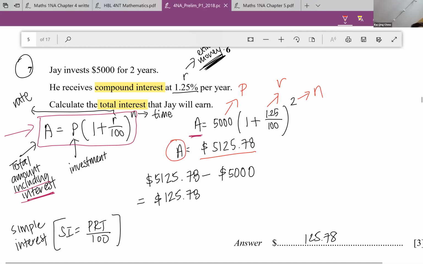Because I want interest, but this A is not interest. This A is what? Altogether, so whatever you get after 2 years. But I only want the interest. That's why I have to minus.